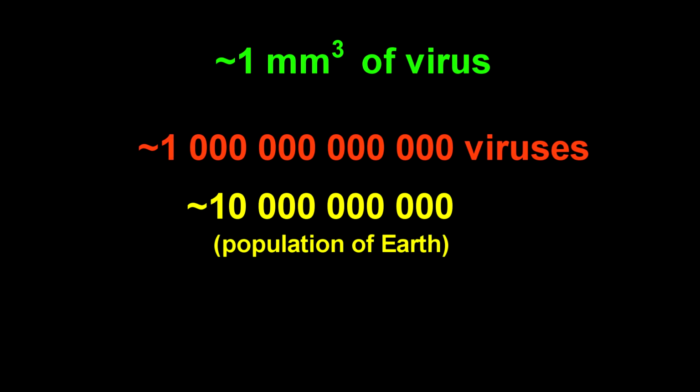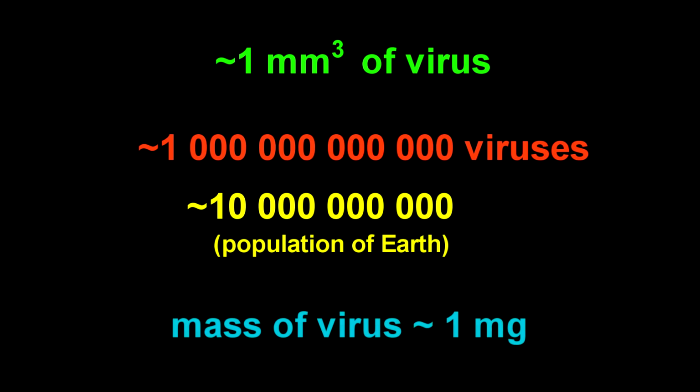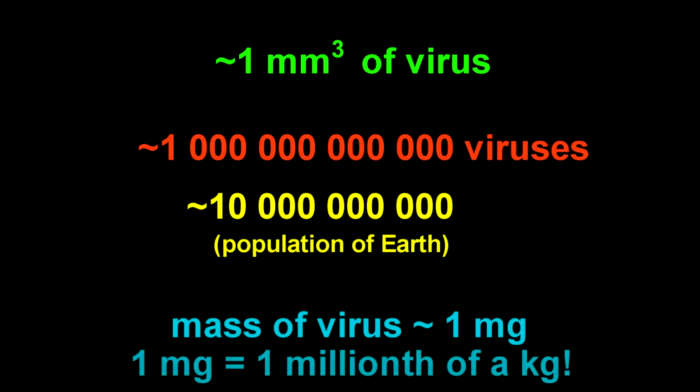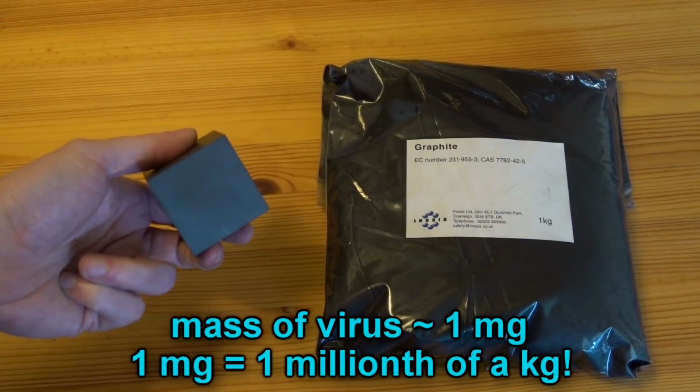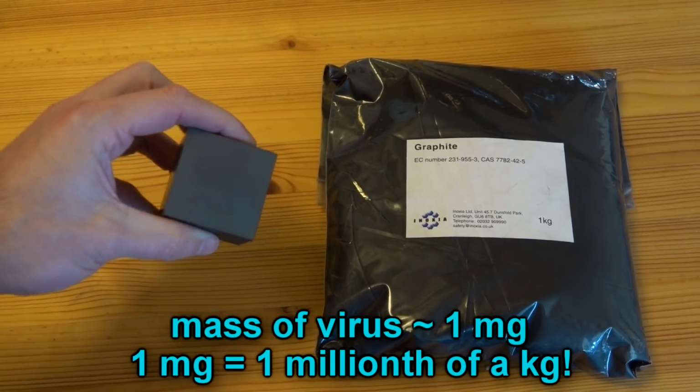How many people are there on Earth? About 10 billion. That means that a cubic millimeter would contain enough virus particles for 100 for every person on Earth. But we're not going to haggle over the little figures here. We're just going to say a cubic millimeter is enough to contaminate everyone on Earth with a single virus particle. And it would weigh about 1 milligram. That's 1/1000 of a gram, or 1/1,000,000 of a kilogram. Remember that number.